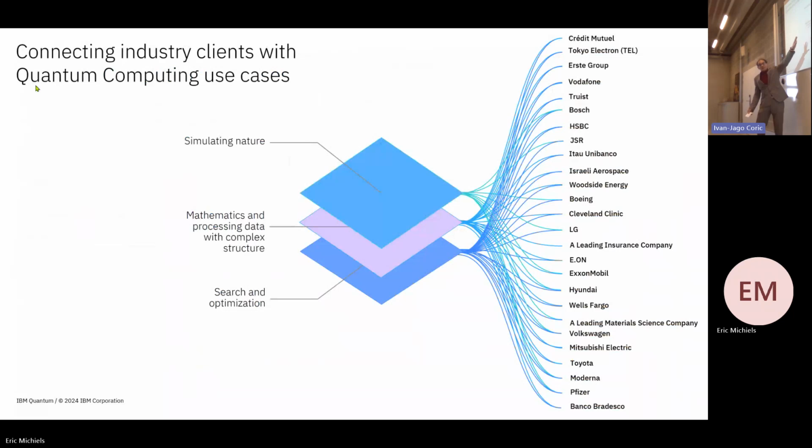A middle level here is complex data structure. I would also add to that quantum machine learning, AI, and then search and optimization, optimizing certain problems. And all sectors have optimization problems.